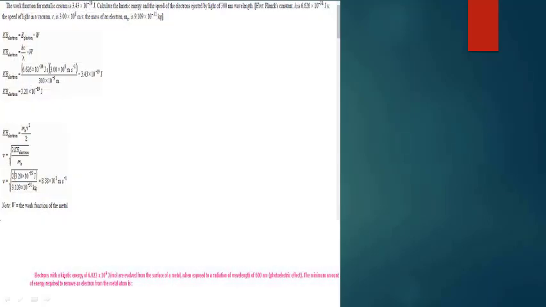So tukiangalia hili swali, electrons kinetic energy wapo evolve from surface of metal when exposed to radiation of wavelength, umepewa minimum amount of energy required to remove an electron. So we surely know kwamba here they want the work function. From our formula we know incident radiation minus work function is equal to kinetic energy maximum. So we know work function sana incident energy minus kinetic.